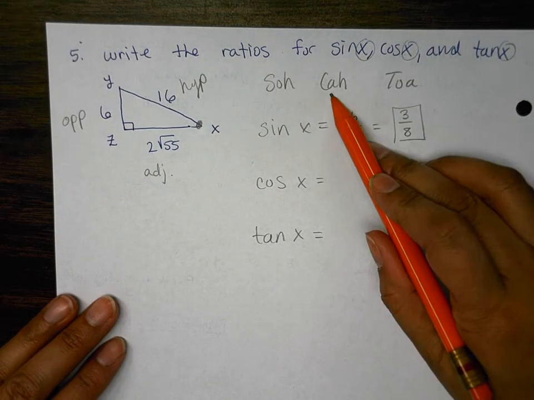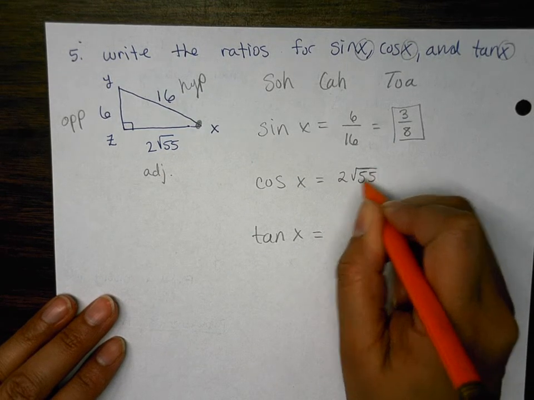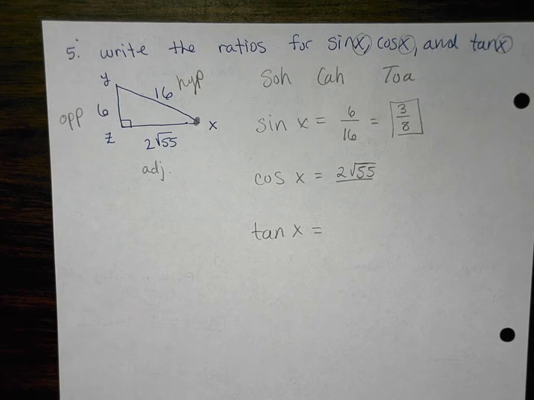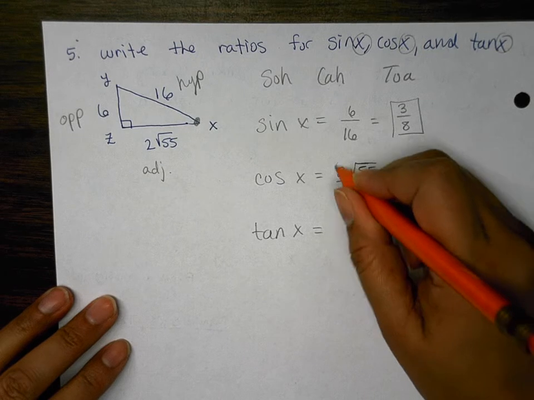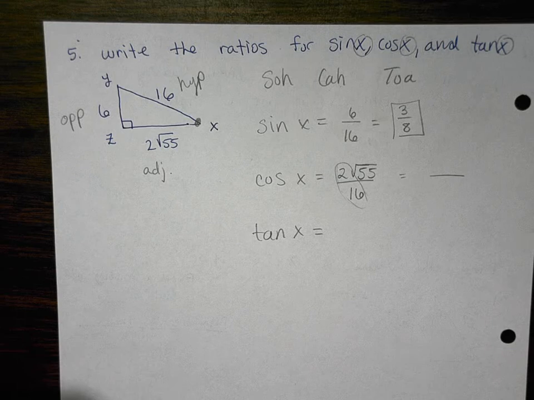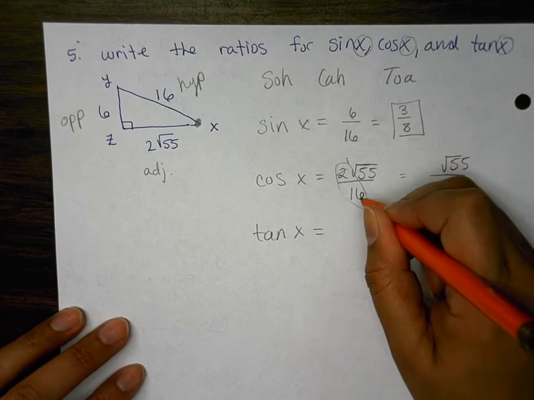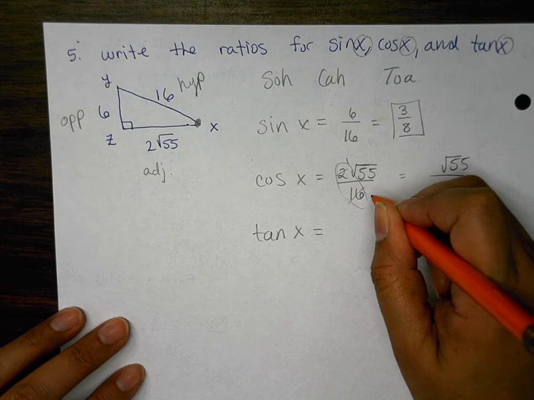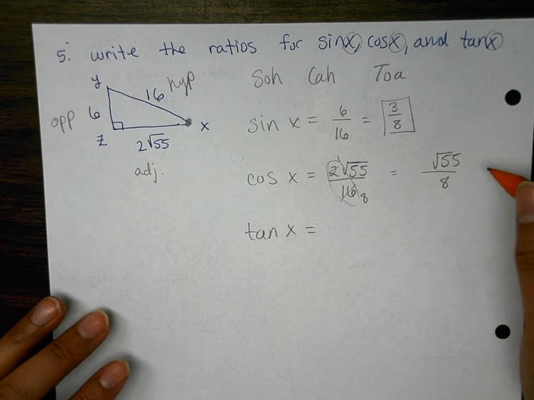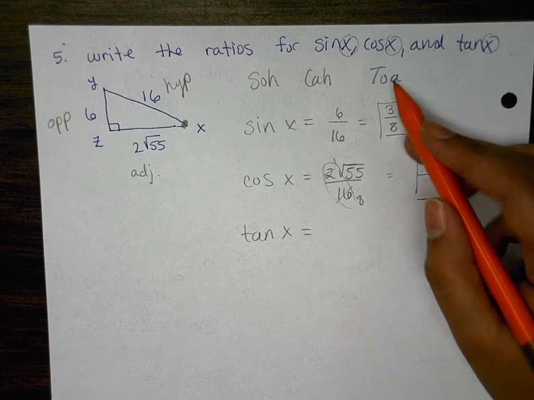3 over 8? Okay. Cosine X is adjacent over hypotenuse. You have it labeled. So what is that? 2 root 55 over what? 16. Thank you. Can I reduce the 2 and the 16? What goes into both? 2. What's 2 divided by 2? 1. So you're left with root 55. What's 16 divided by 2? 8. So root 55 over 8. Is that okay? Can I leave my answer with the radical in the numerator? Yes. The denominator is where it's not allowed.